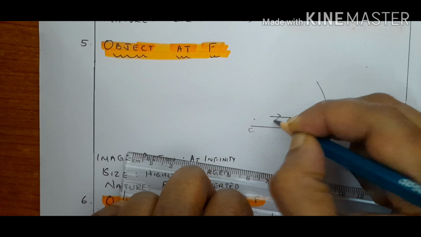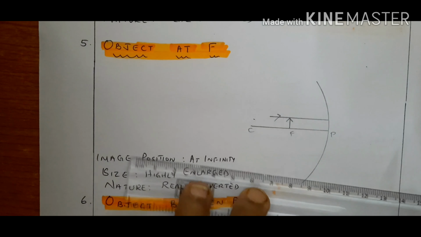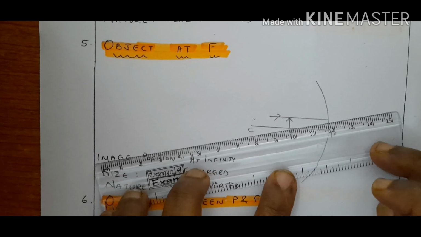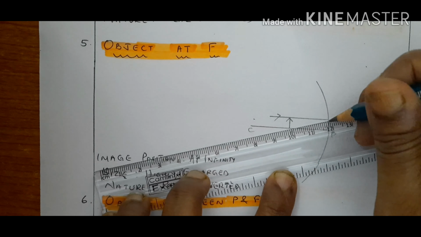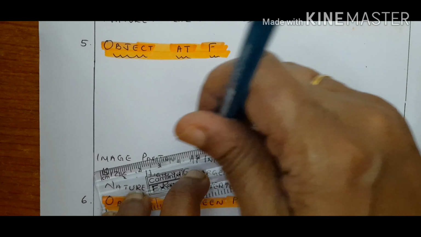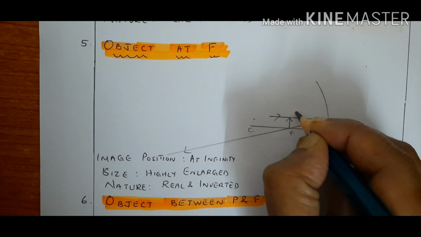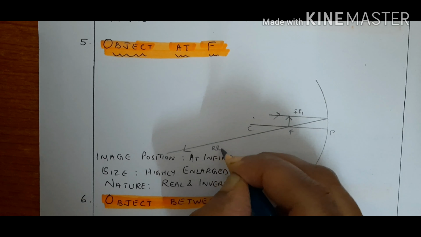Okay, so this is the first ray parallel to the principal axis. After reflection, what will happen? It will pass through the focus. So it is passing through the focus. Okay, so this is IR1 and this is RR1.